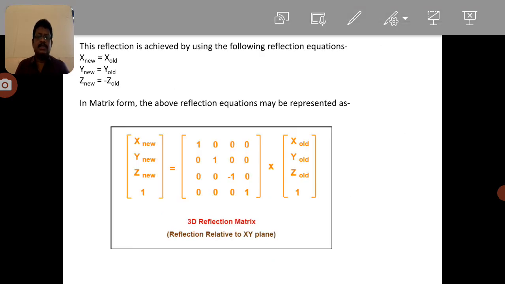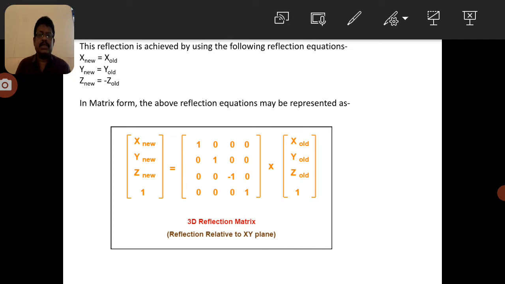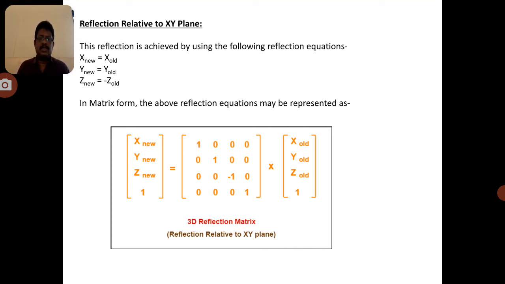Now we discuss in detail the reflection on the xy plane, the reflection on the yz plane, and the reflection on the zx plane. First we take the reflection relative to the xy plane. Reflection relative to the xy plane means there is no impact on the x-axis and the y-axis, so the impact goes to the z-axis only.